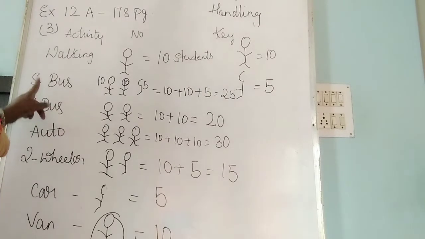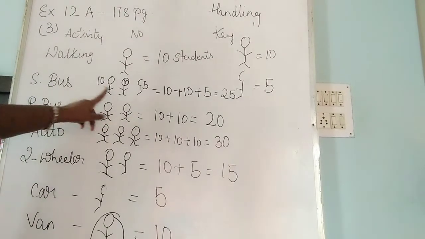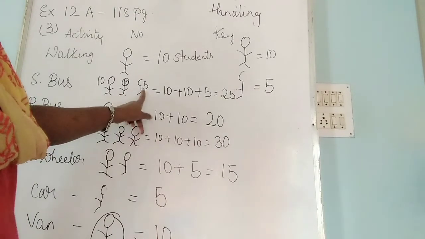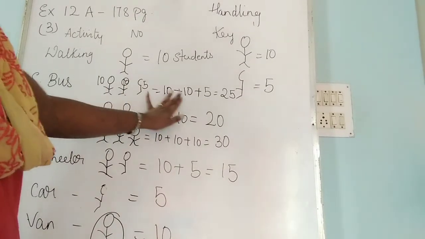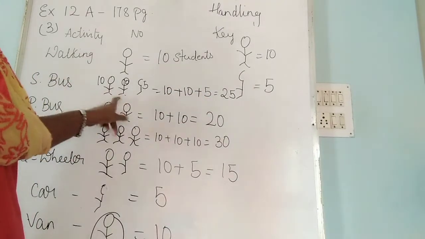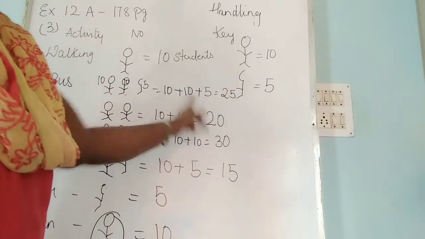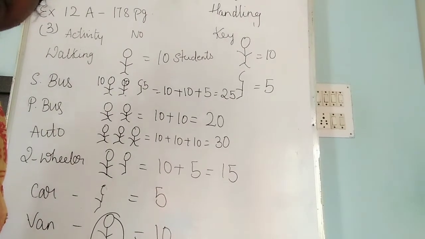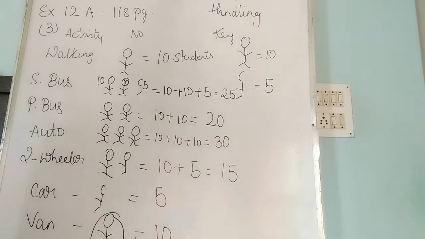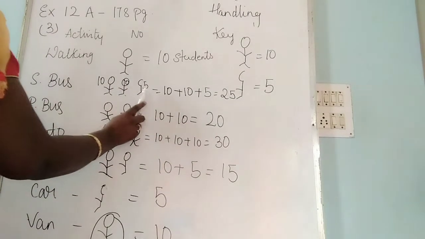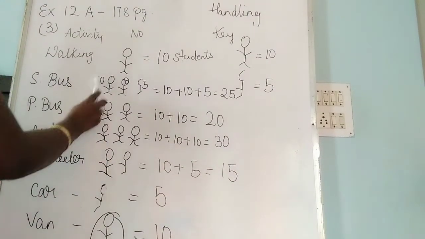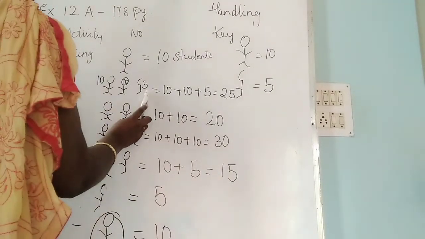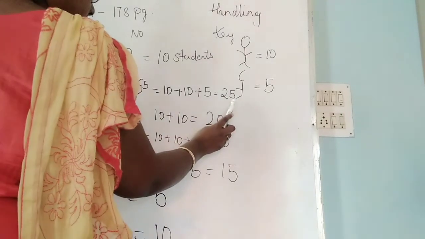And the next one is school bus. School bus, we have 2 complete dolls and 1 half doll. So 10 plus 10 plus 5. Okay, if you cannot count directly, you can do like this and then count, so that no confusion will be there and you will not make wrong answers. Why is it 25? Because I have 2 complete dolls. So 10 plus 10 is 20 and half a doll is 5. So 10 plus 10 plus 5 is 25.